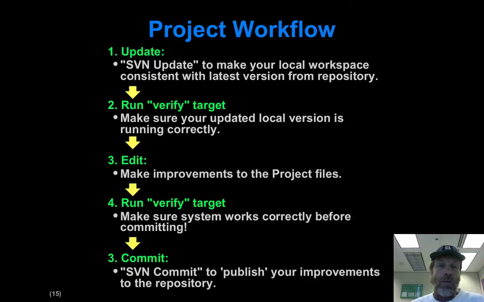So here's the basic workflow. You'll use SVN update to make your local workspace consistent with whatever's in the repository, the stuff that your friends have been working on. You'll run the verify target first thing to make sure that you're starting with a working version of the system. Okay, that's just good as a sanity check. That way later on when you run verify and something breaks, you'll know it was stuff that you did as opposed to stuff that was already in there when you got it.